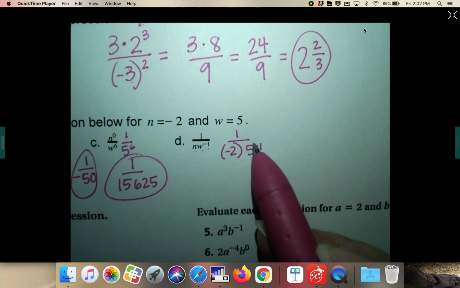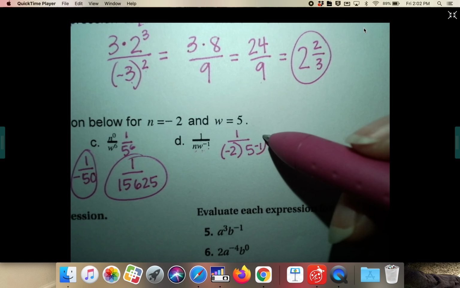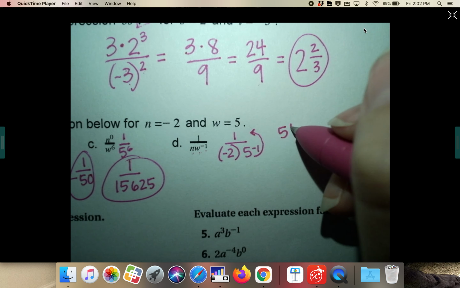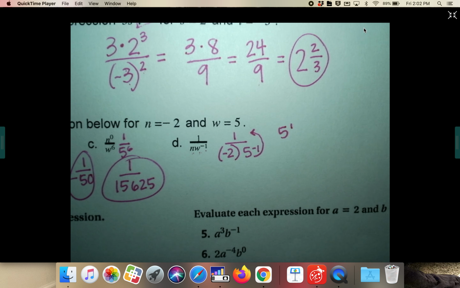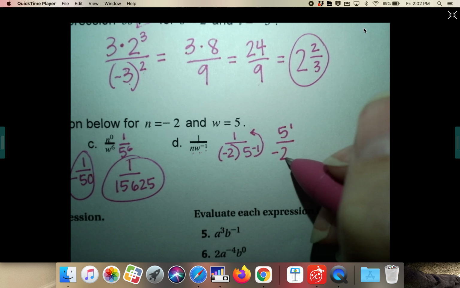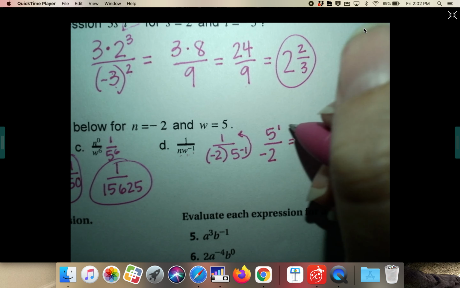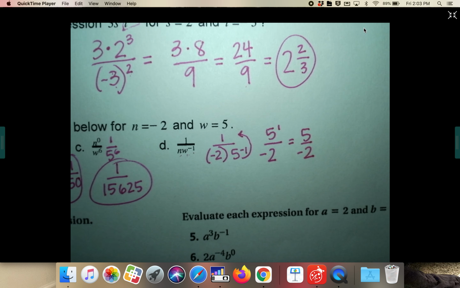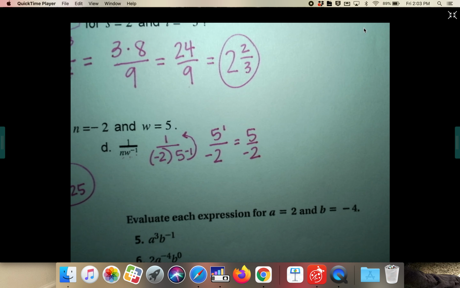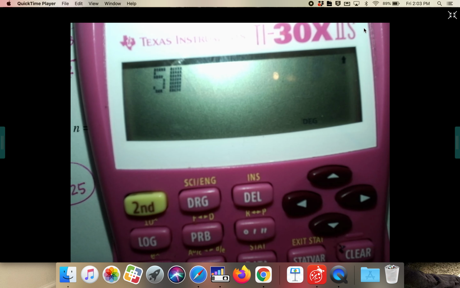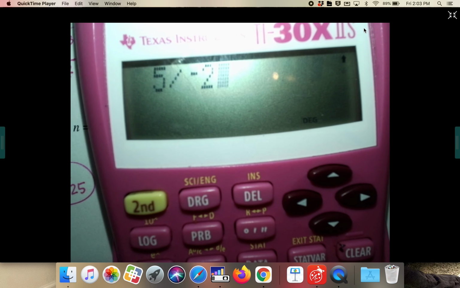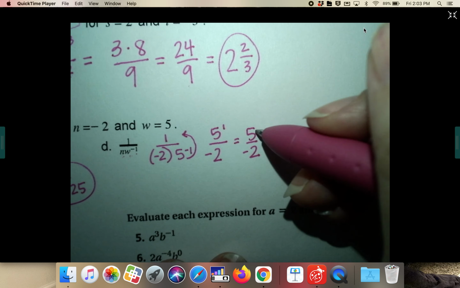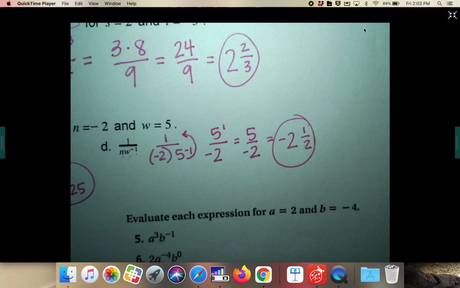It's just that the exponent cannot. So I'm going to flip just the 5 up top. So it is going to be 5 to the now positive 1, because when you flip it, it becomes positive. And -2 is still down there on the bottom. And just remember that anything to the 1 is just itself. So I'm okay with you circling this as your final answer, 5/-2, which is the same thing as dividing. So 5 divided by -2 is -2.5. I don't care. You can leave it 5/-2 or -2.5.